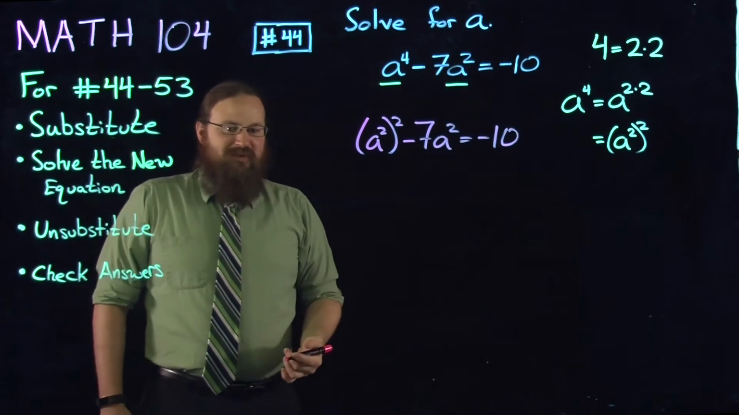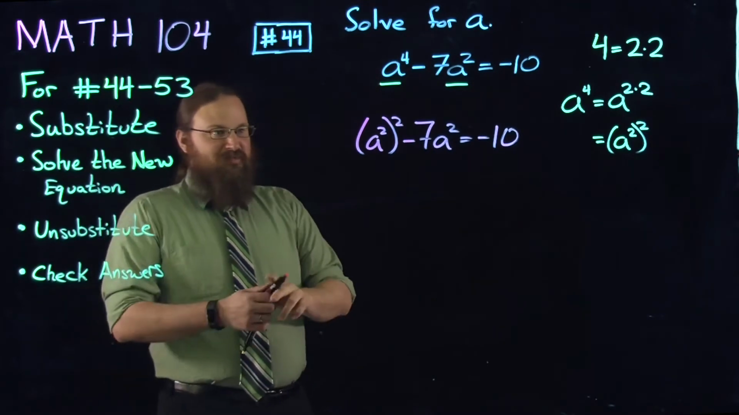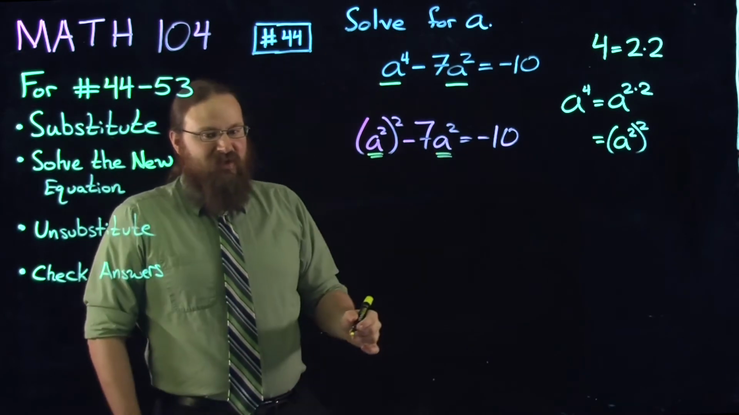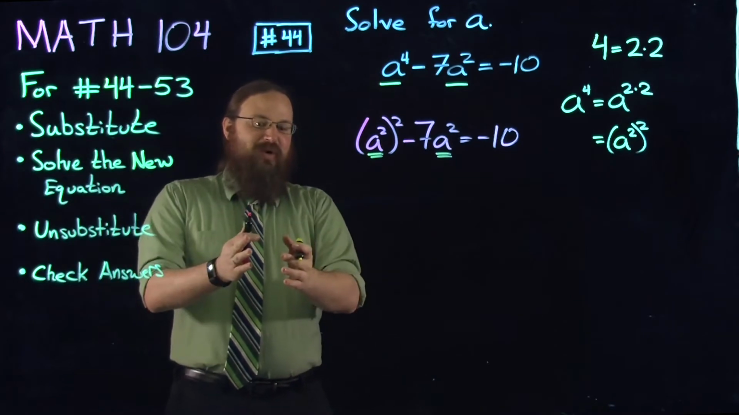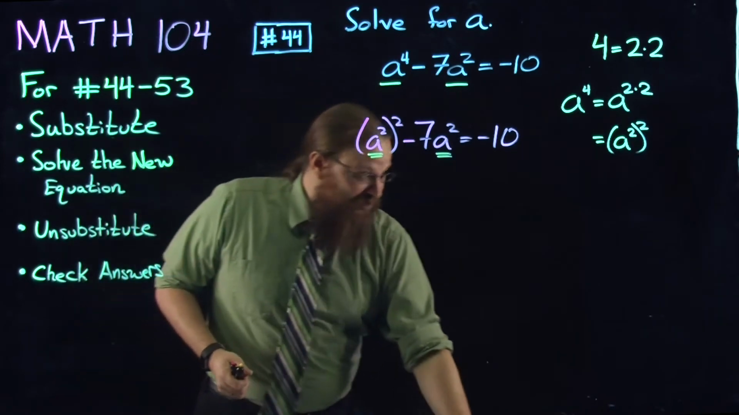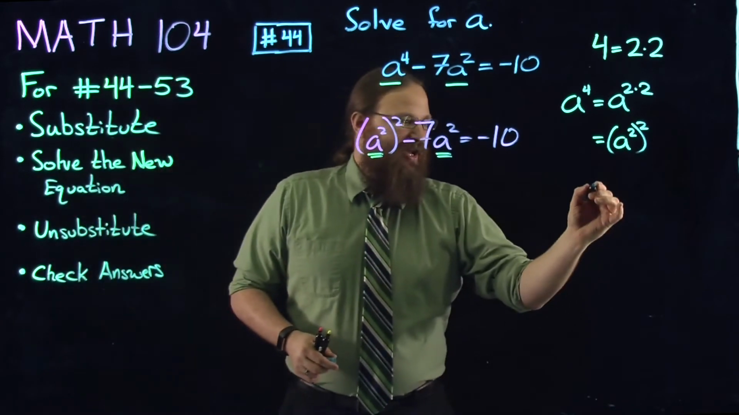Now when you look at the problem after I've rewritten it, in particular after I've rewritten a to the fourth, what you see is a squared appearing twice. This is an opportunity to substitute. We can collapse a squared into a simple variable, giving us a new, easier equation. So let's do that. Let's keep in mind that a squared is now x.